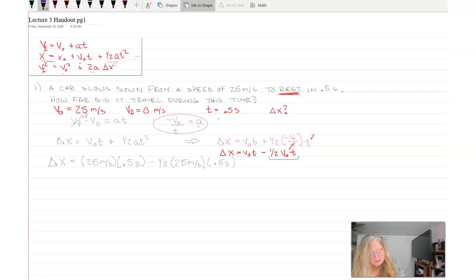Notice that this whole thing here, that 1/2, remember that came from when we derived it in terms of integration. So I would have something with respect to t integrated, and that gives me that 1/2. So I have 25 times 0.5 minus 0.5 times 0.5 times 25. So my delta x is 6.25 meters. There you have it.